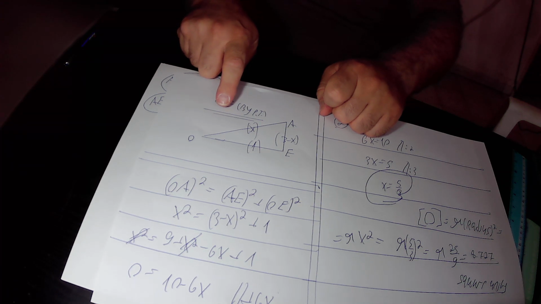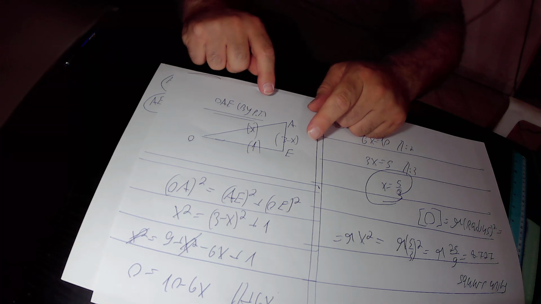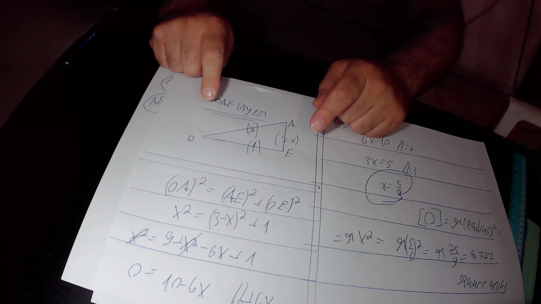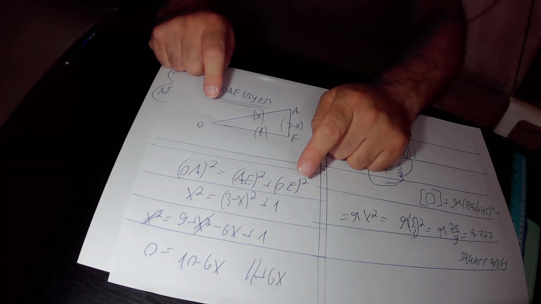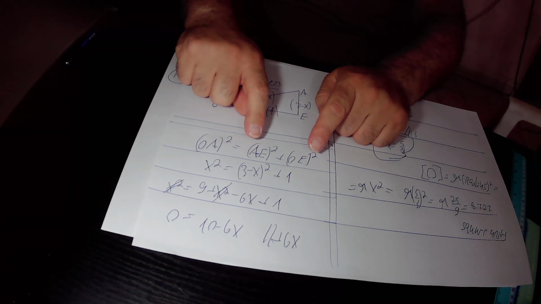OA is x, therefore OA squared is x squared, and it is equal to AE squared. AE is 3 minus x, therefore AE squared is (3 minus x) squared, plus OE squared. OE is 1, therefore OE squared is 1 squared, that is 1. So in total we find that x squared equals (3 minus x) squared plus 1.